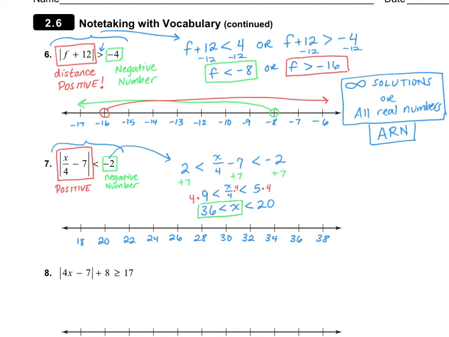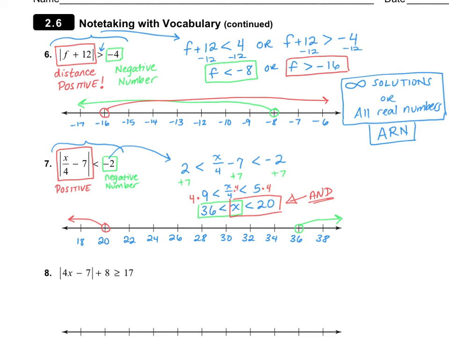36 is less than x. So that would be an open circle at 36 heading up. Now I'm going to graph the other one, which is x is less than 20. So that would be an open circle at 20 and heading down. So notice that the graph is showing me an or, however, this is an and.